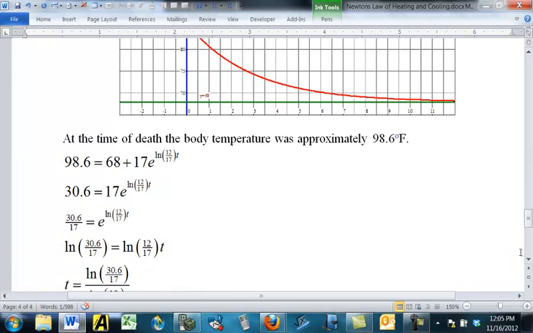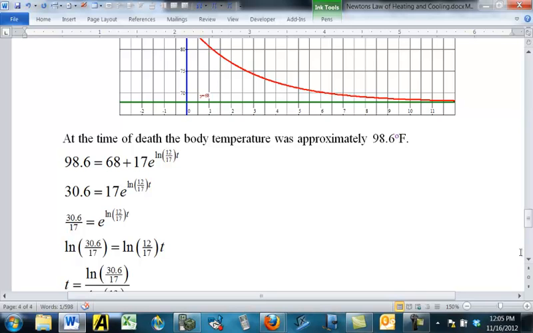So if we put in 98.6 for the temperature, then we can solve for the time. Subtract 68 from both sides, we get 30.6 equals 17 e to the kt. And we divide by 17.